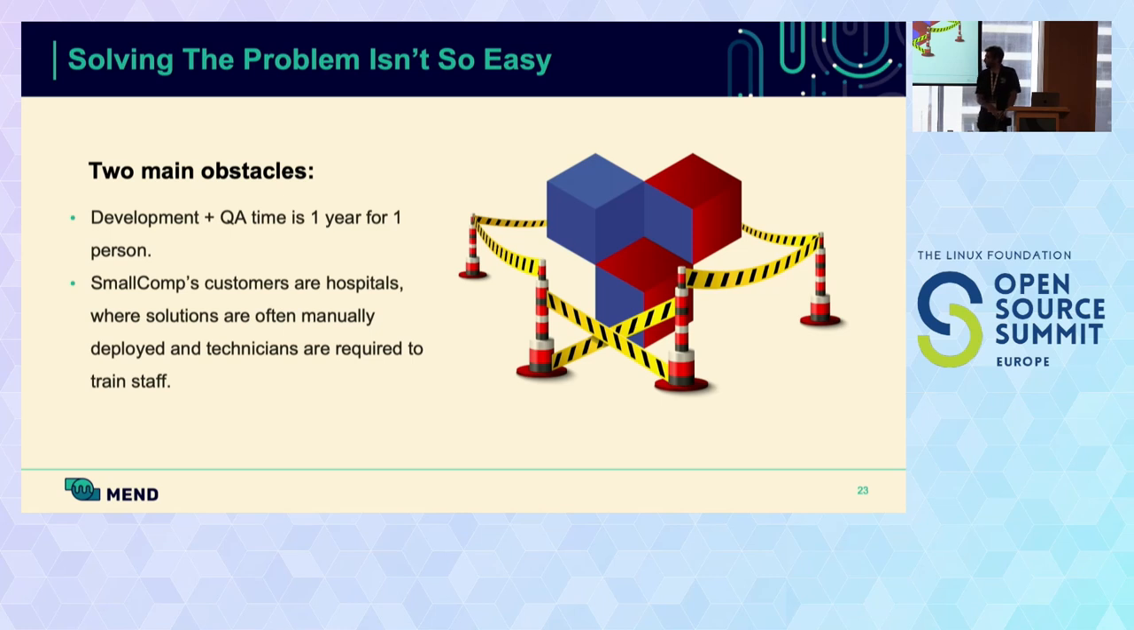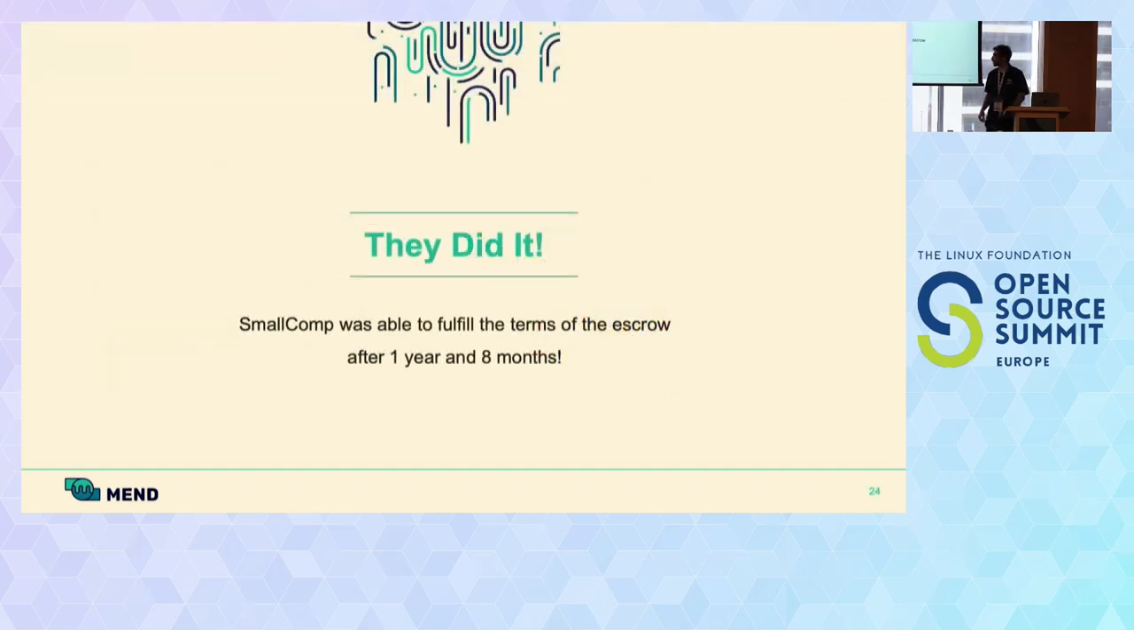And it's not an easy task, but they were actually able to do it, and they fulfilled the terms of the escrow after 1 year and 8 months, and it only cost them $500,000, which is not too bad, I guess, but still $500K for one bad license is quite a price to pay. At least there was a relatively happy ending here.